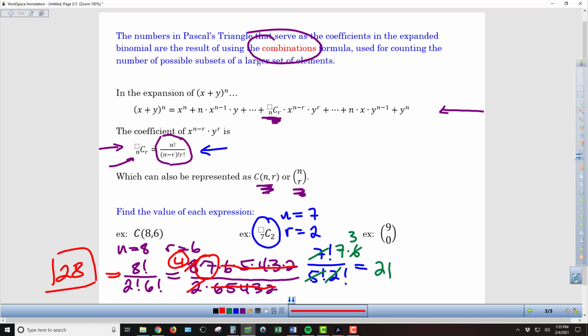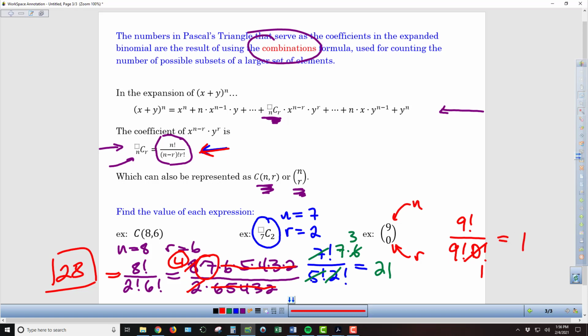Last expression, we've got 9 choose 0. And so if you'll recall, I've mentioned that 0 factorial equals 1, and here we're going to see evidence of why that's necessary. So in this case, my n is 9, my r is 0. So in my expression here, we've got n factorial, so 9 factorial over n minus r, so 9 minus 0 is 9 factorial, and then r factorial is 0 factorial, so that's just going to equal 1. So if that equals 1, then we just have 9 factorial divided by 9 factorial, which equals 1.